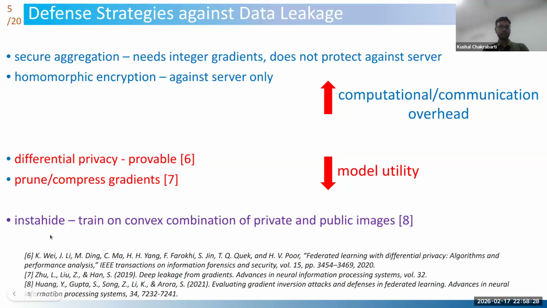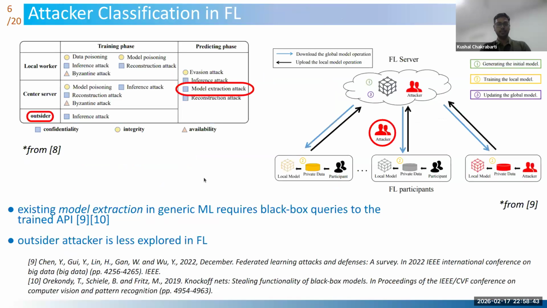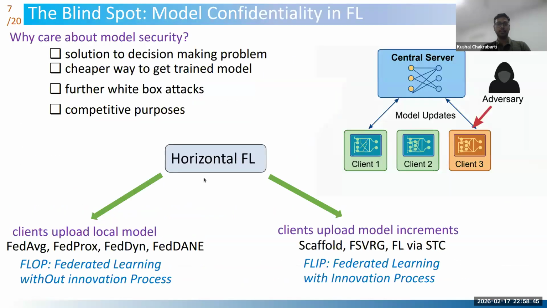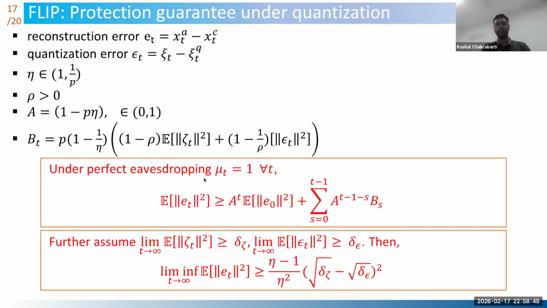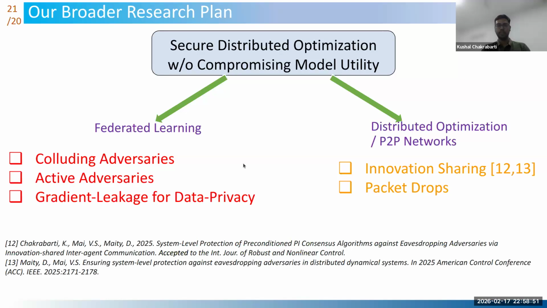And on the heuristic kind of methods, there is no guarantee that your data is going to be secure from the gradients. So can we still preserve data privacy from gradient leakage without compromising the utility of the model? So I am looking into those kinds of questions as well.